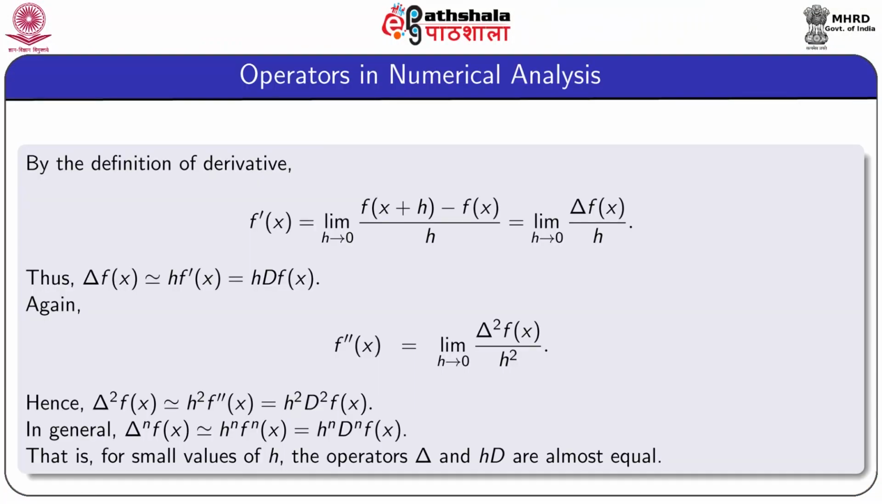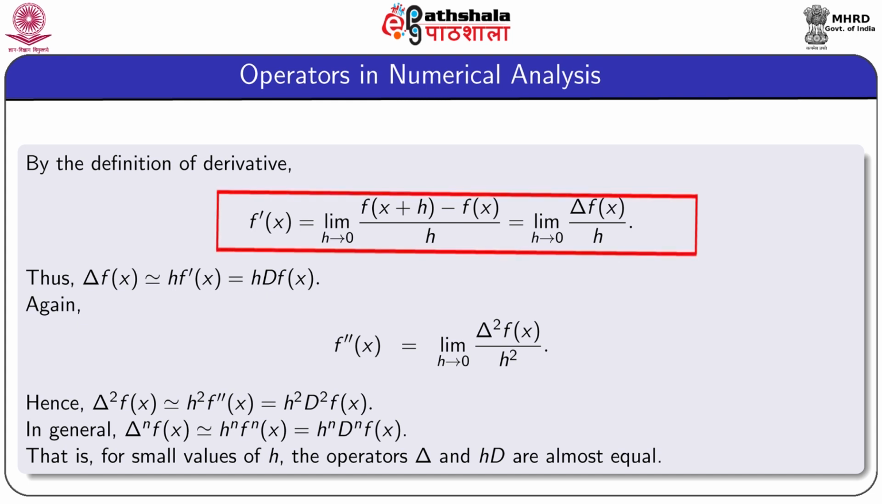So, in this slide we shall show that the forward difference operator is equivalent to the differential operator if the step length h is very small. To prove it, we shall consider the definition of derivative, that means f dash x equal to limit h tends to 0 f of x plus h minus f x whole divided by h. This is the fundamental definition of derivative, and this is equal to limit h tends to 0, and the numerator is equal to delta f x by h.